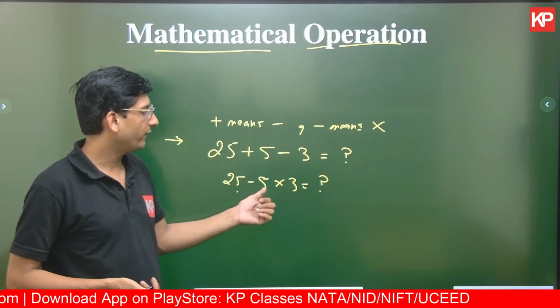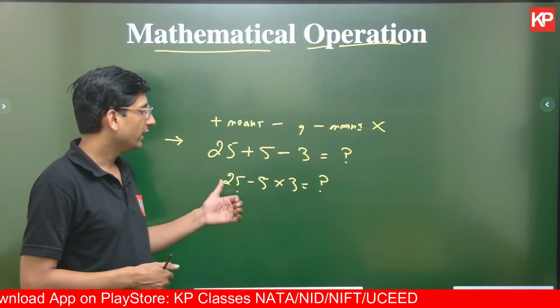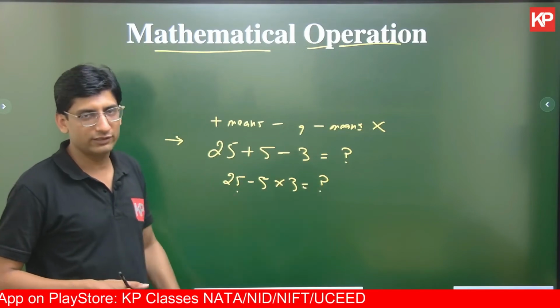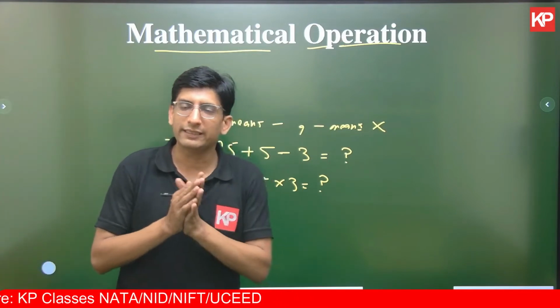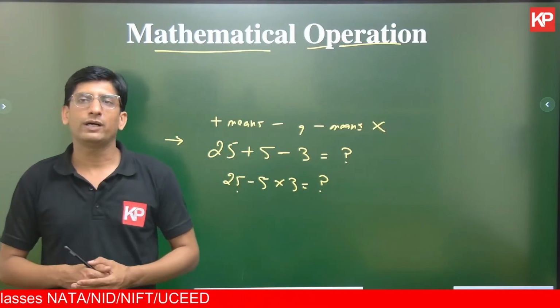So that means it will be 5 multiplied by 3, that is 15, and 20 minus 15 is 5, not 60. So our answer is 5. So this will be the types of question. There is only a single type, but there are certain ways to ask this question.